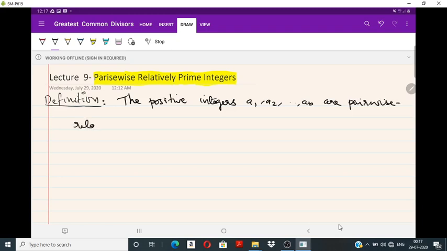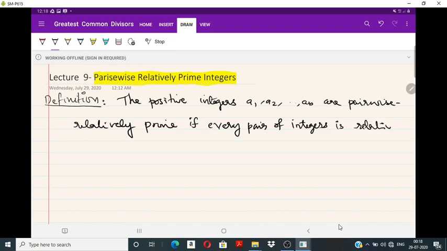if every pair of integers is relatively prime.